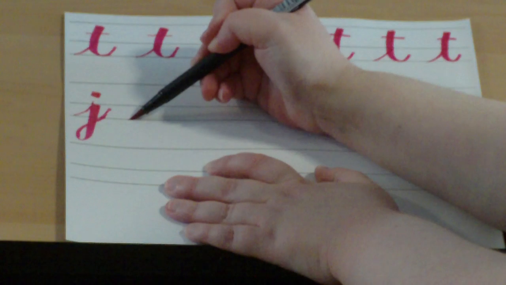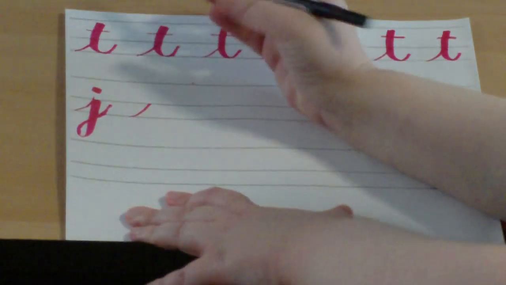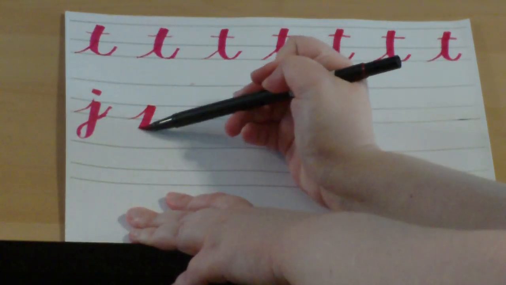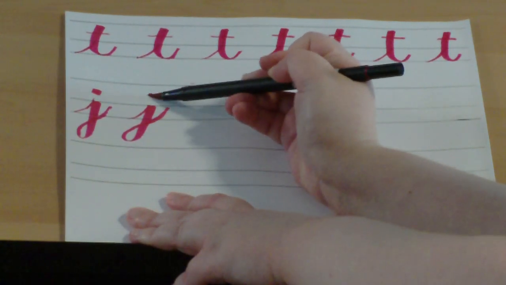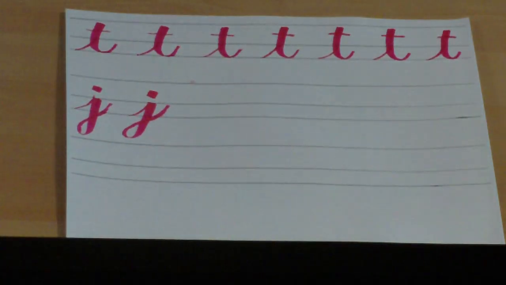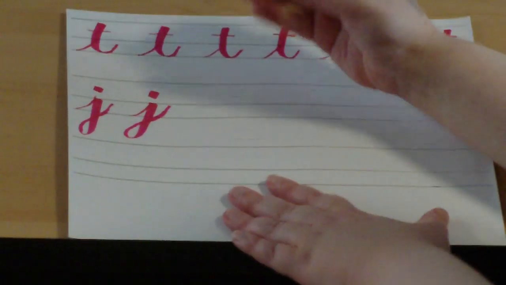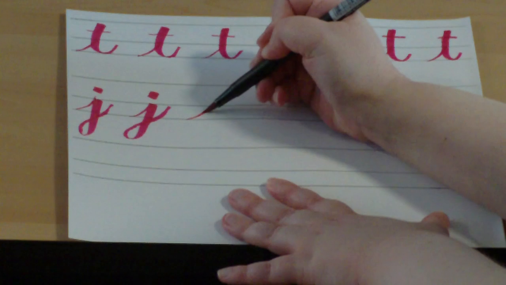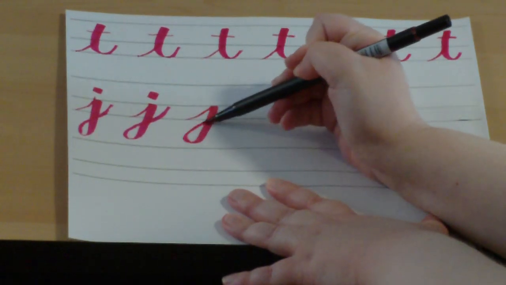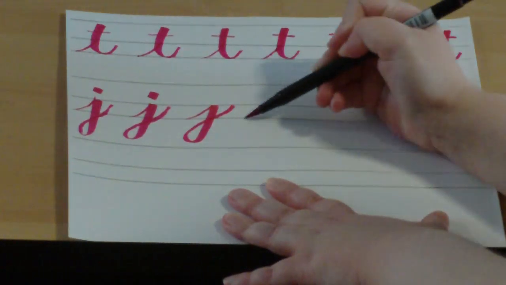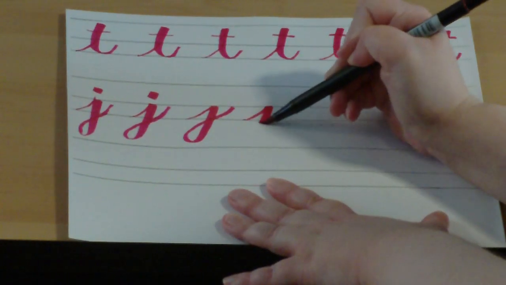One more time. Start at the baseline, entrance stroke to the waistline, descender loop, back up to the waistline, dot the J. All right, I'll give you a minute to finish the rest of that line on your own. And you can dot your J's right away, or wait until you finish the line, then dot your J's at once.